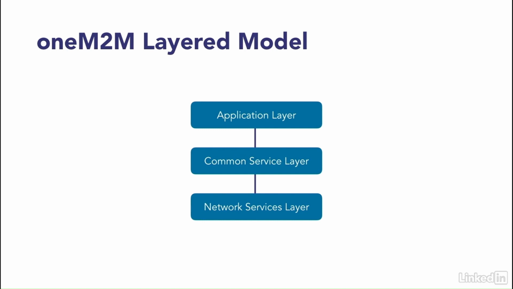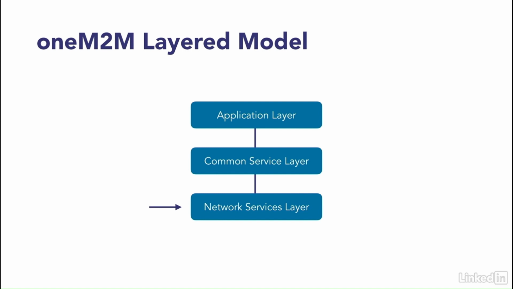OMA abstracts the end-to-end M2M services into a layered model consisting of 3 layers. The application layer here consists of OMA applications and related business and operational logic. The common services layer consists of OMA service functions that enable OMA applications, including the device management and other services, service discovery, and policy enforcement. The network services layer provides transport, connection, and service functions.